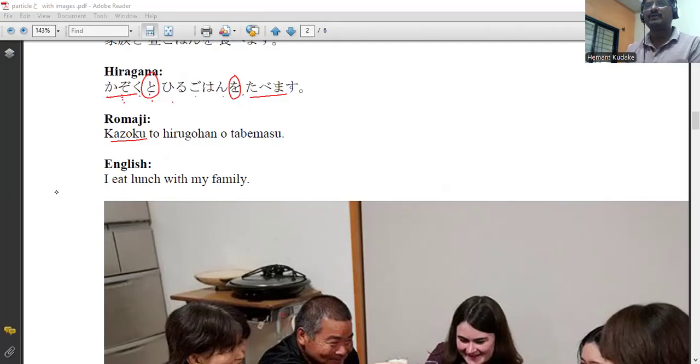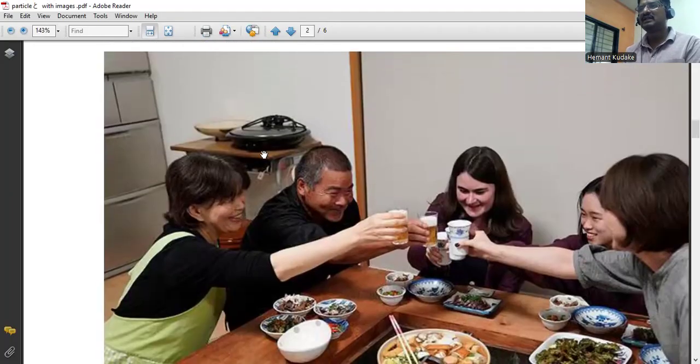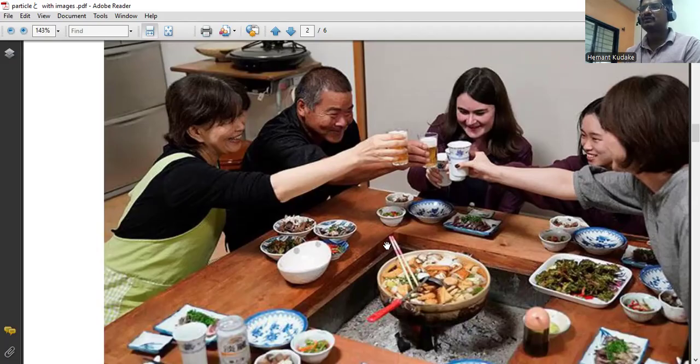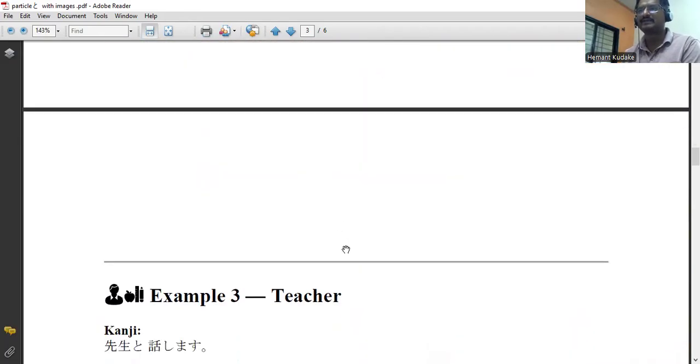I have added a few more examples. So this is kazoku. Minasan wa kazoku desu means they all are family. So if somebody is saying kazoku to, it means with family. I am taking hirugohan, lunch.